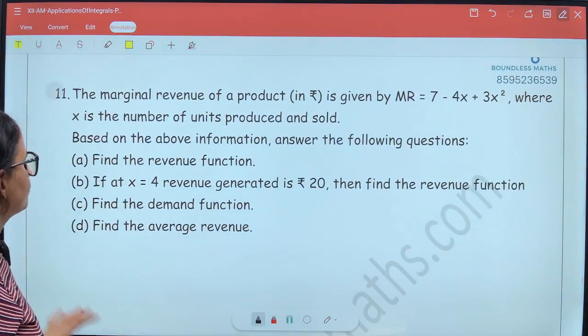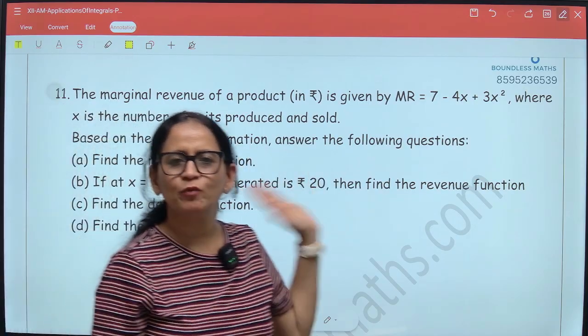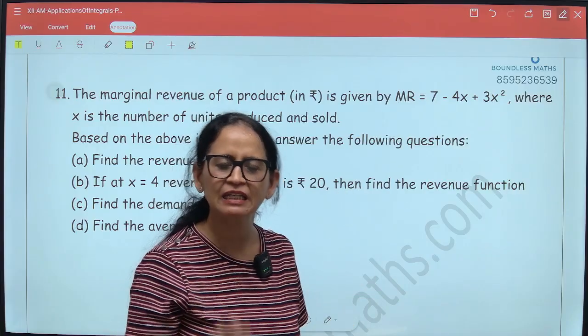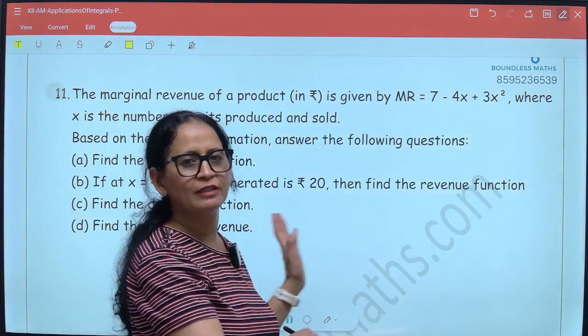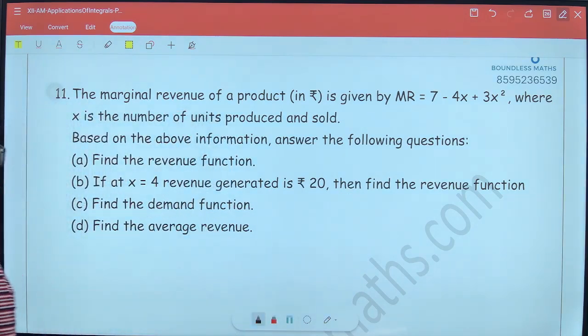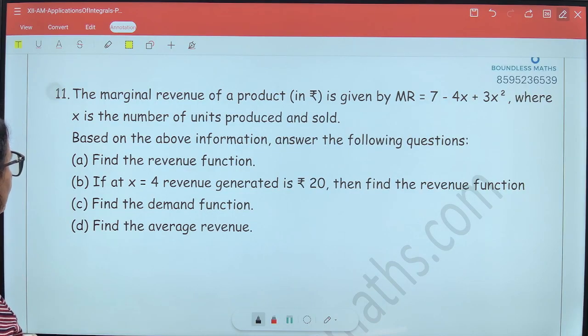Okay, now pause the video and try to attempt this question on your own. It is very easy and you can do it. If you are unable to do it, you can definitely continue. So let's solve this question. The marginal revenue of the product is given to you, where x is the number of units. Based on the information, answer the following questions.